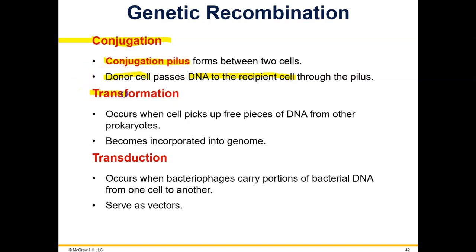Then transformation occurs when the bacterial cell picks up pieces of DNA from other prokaryotes, which are either alive or dead in its environment. That is called transformation. So that's when a bacterial cell picks up pieces of DNA from other prokaryotes, not through a conjugation pilus, but just from the environment that it's growing in.